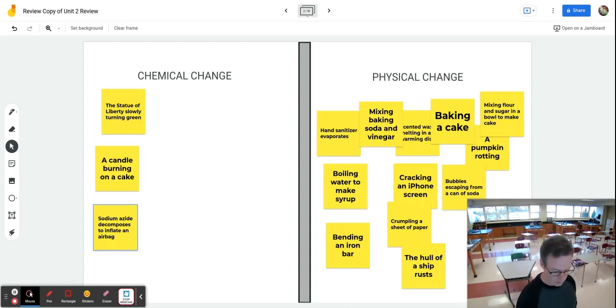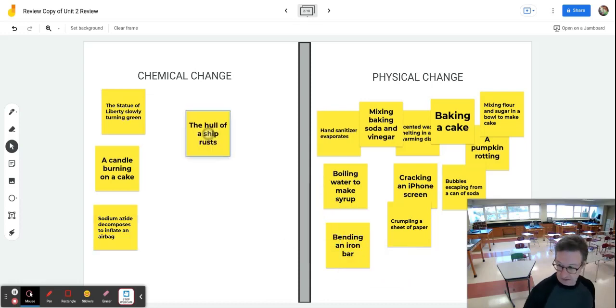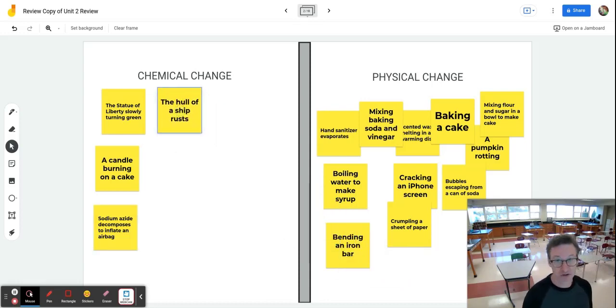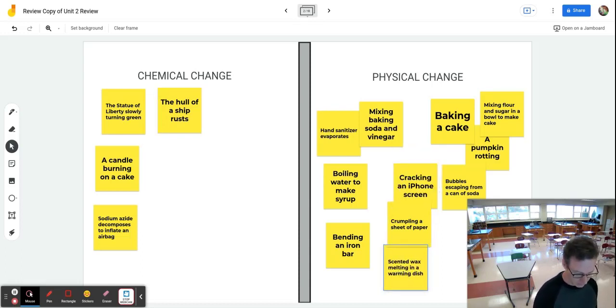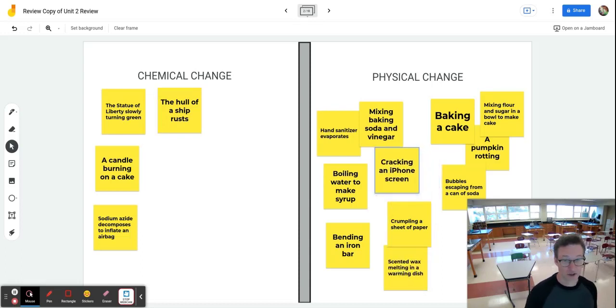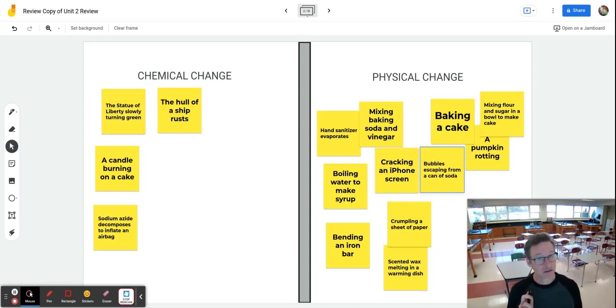What do we have over here? Rust. Again, rust is like the Statue of Liberty tarnishing. It's the same process. We have the candle wax melting, crumpling, cracking, right? Breaking glass is just physically breaking the big piece of glass into smaller pieces. So that's physical.